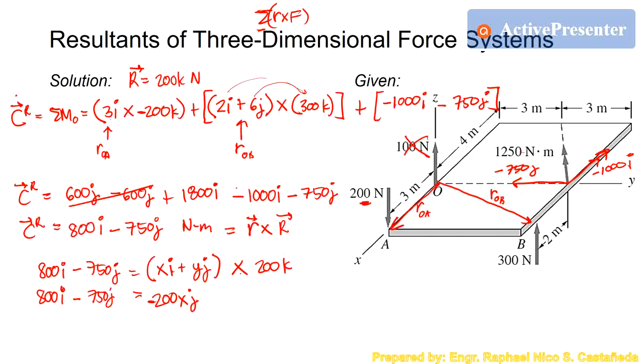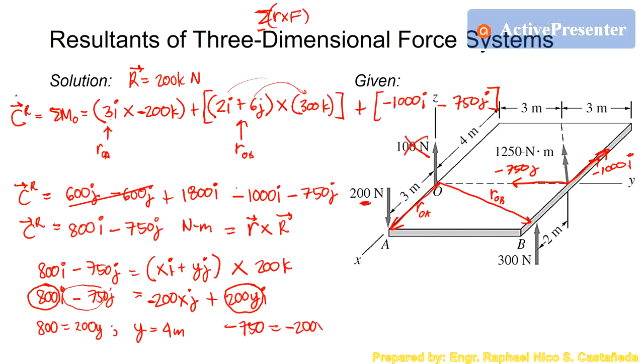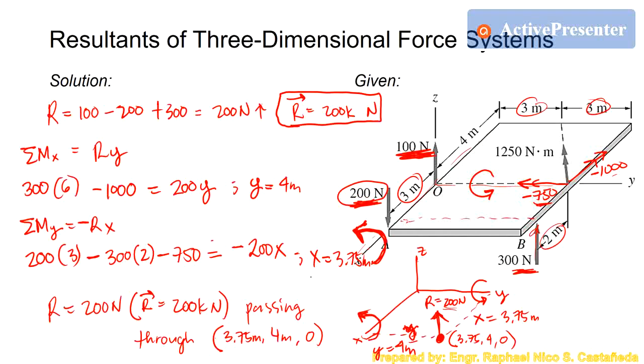Then we have yj times 200 k. J cross k is positive i, so that is positive 200y i. So we will combine like terms. Let's try first with 800 and 200y. So we have 800 equals 200y, so you can solve the value of y equals 4 meters. And we will try negative 750. Negative 750 j equals negative 200x j. So we will get x equal to 3.75 meters.